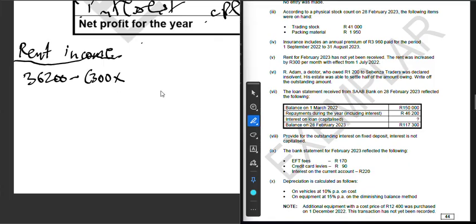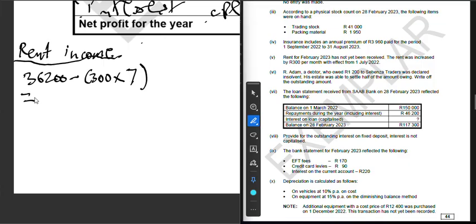Right here we are going to find out how many months it has been since the rent increase. We start counting from July until January. So July, August, September, October, November, December, January. Now this, ladies and gentlemen, gives you 7 months. So we're going to subtract 300 multiplied by 7. Then we can find out how much the rent was before the increase.